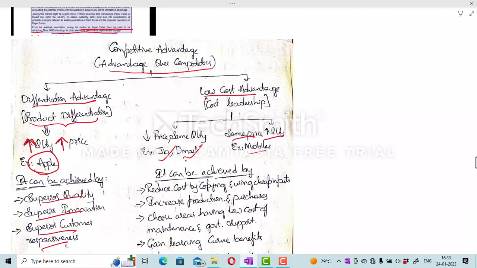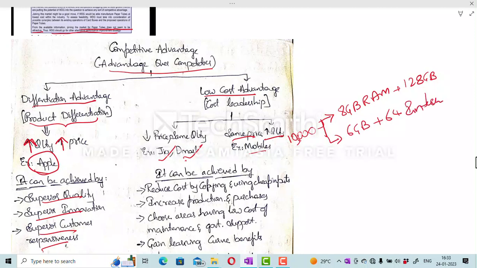For suppose mobiles, there are many brands in the mobile industry which will provide mobiles for 10,000 rupees, but some will provide 8 GB RAM and 128 GB internal storage. Whereas some will give 6 GB RAM and 64 internal storage. See, 8 GB will gain advantage over here because with the same price we are getting the high quantity. It might be high quality also.